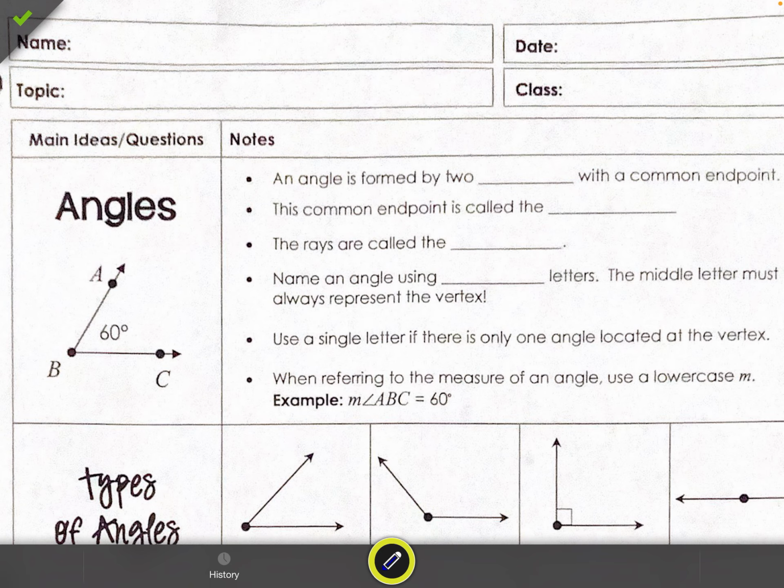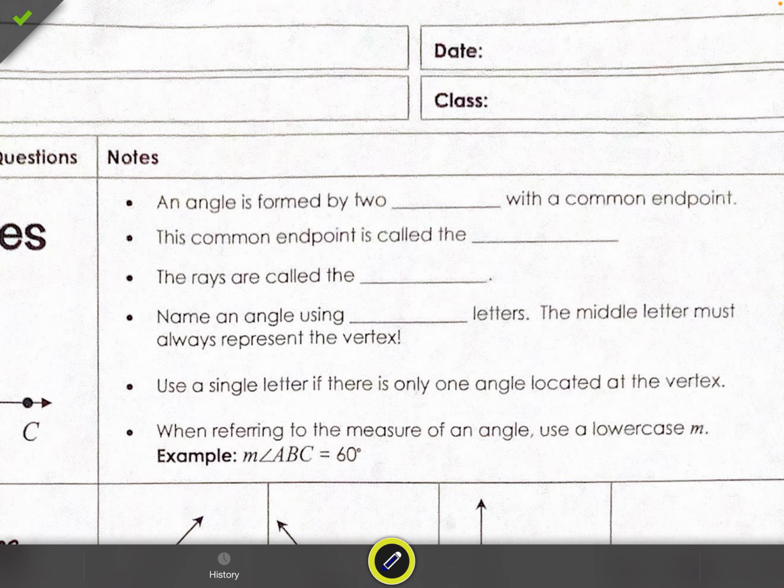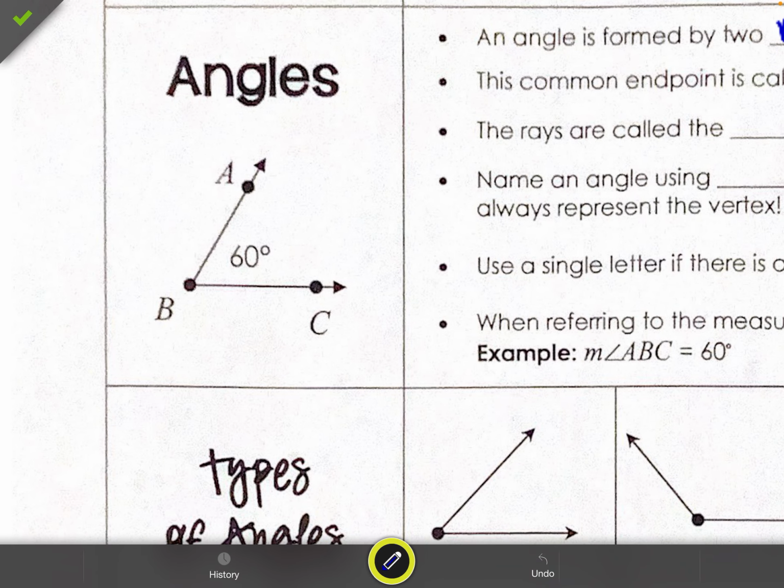So, an angle is formed by two rays. And these rays have a common endpoint. So if we look over here at our picture, this is a picture of an angle. It's measuring at 60 degrees, but it is made up of ray BA and ray BC. Remember, rays start at one point, continue through another point, and keep on going in one direction. So an angle is made up of two rays. The common endpoint, or the endpoint they share, would be point B.